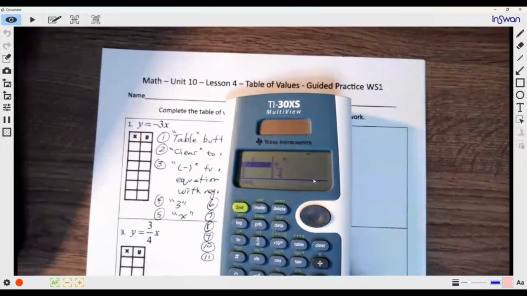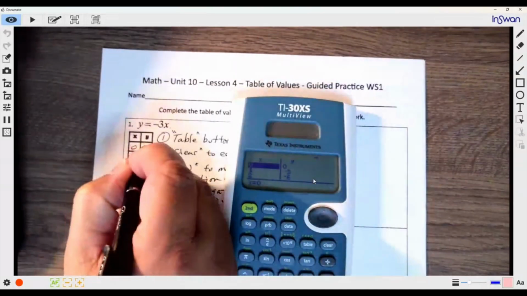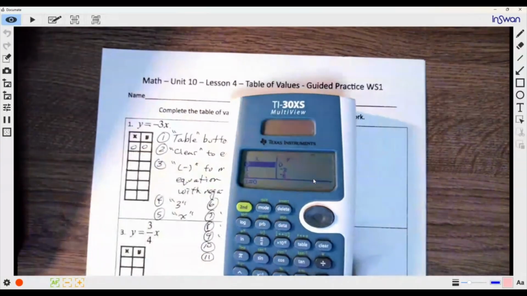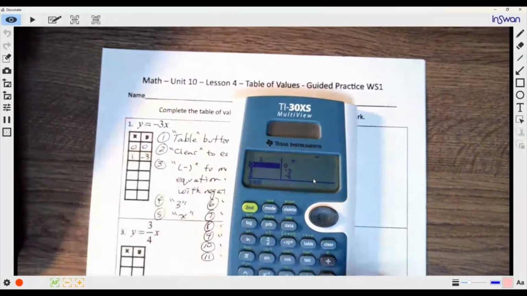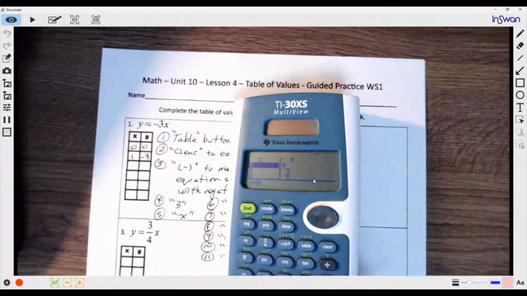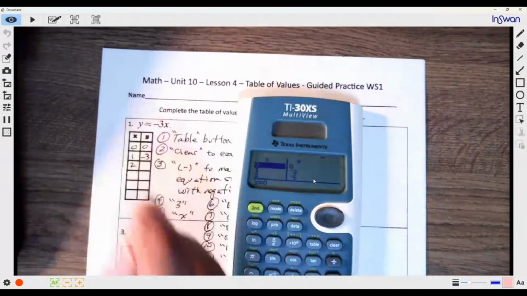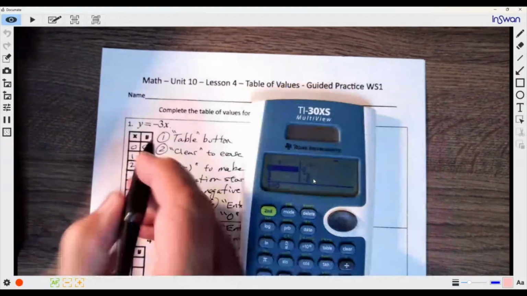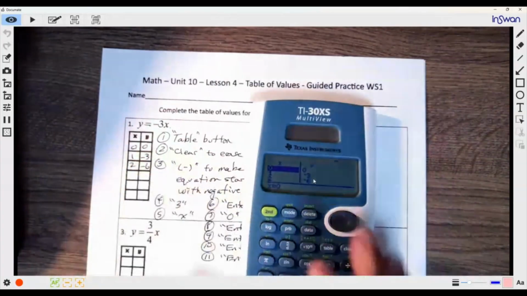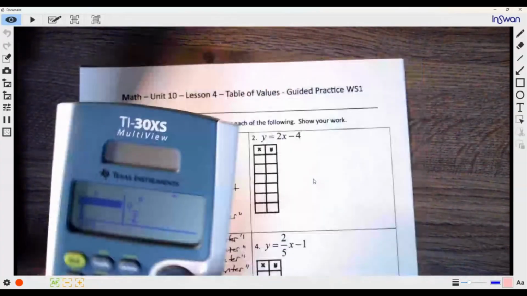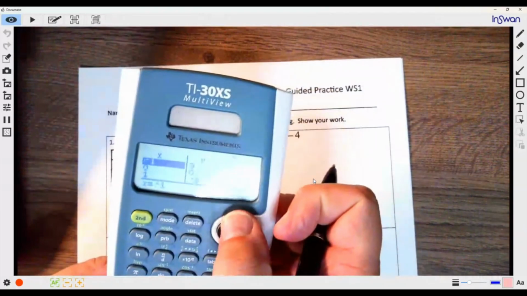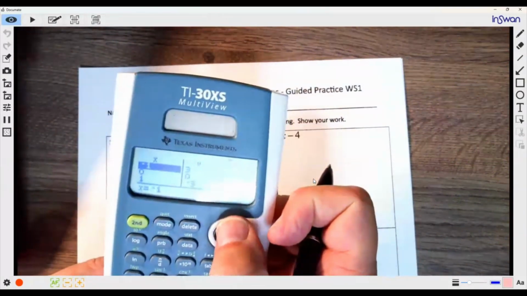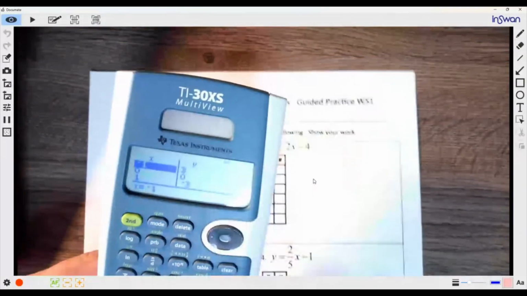So when X is 0, Y is 0. When X is 1, Y is -3. When X is 2, Y is -6. Then we need some negative values, so I'm going to come back up here, use my arrow key, and go that way up so that I get the -1 side.